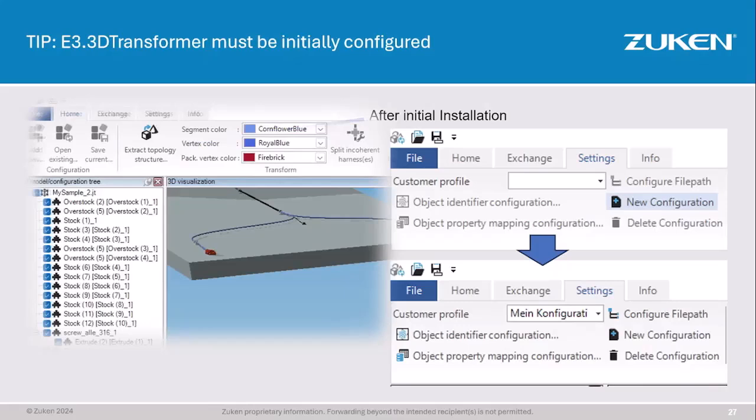Then once we have a configuration, we see that the extract topology structure, which used to be grayed out, is now available to be selected.